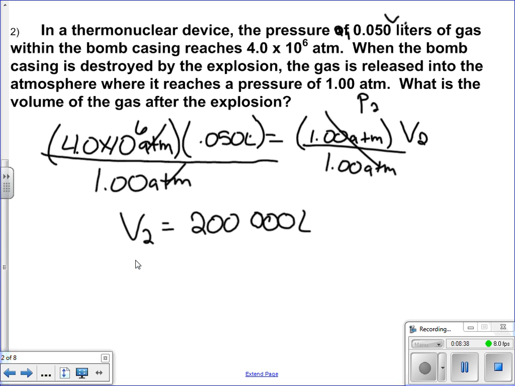And if we look at this, our pressure has dropped significantly. It went from 4 times 10 to the 6. So if we move our decimal 6 times to the right, and it dropped all the way down to 1 atmosphere. So if our volume was 0.05, it should greatly increase. And it does. So that makes sense. That's really all there is to it for Boyle's law. You're just comparing pressure and volume. All right, going on to the next one.